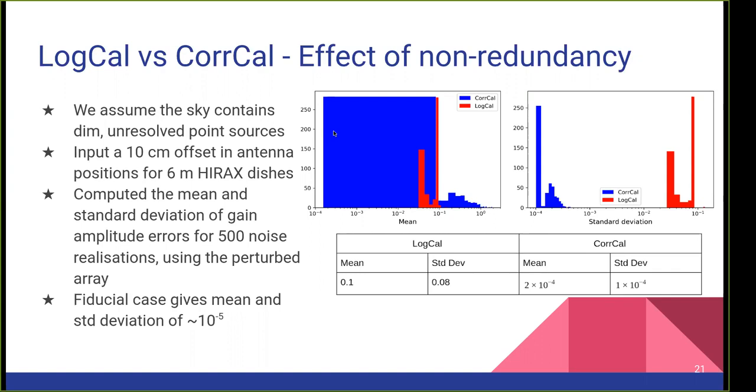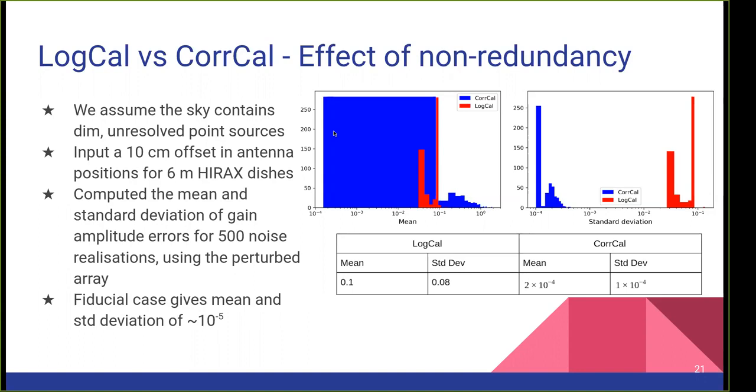You can look at the figures, but I think the table summarizes it quite well. If you take the median values for the mean and standard deviation for both CorrCal and LogCal, you can see that CorrCal does at least 100 times better, close to 1,000 times better, in the case of dimly lit point sources.